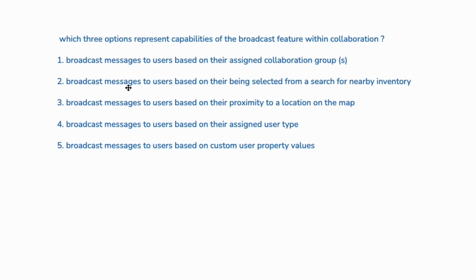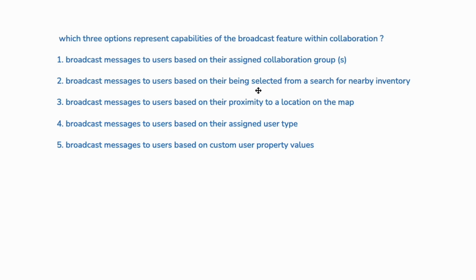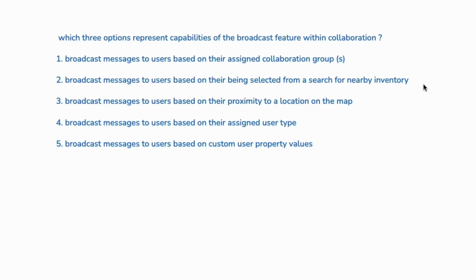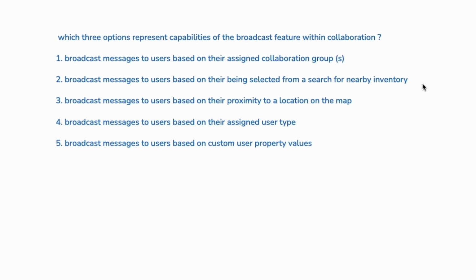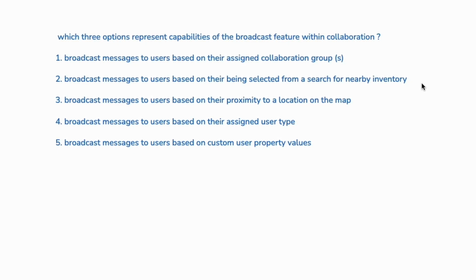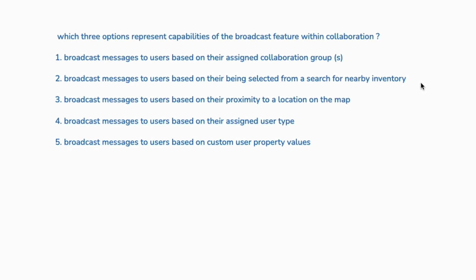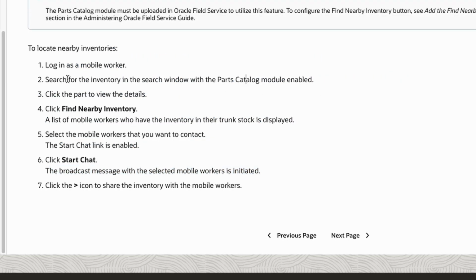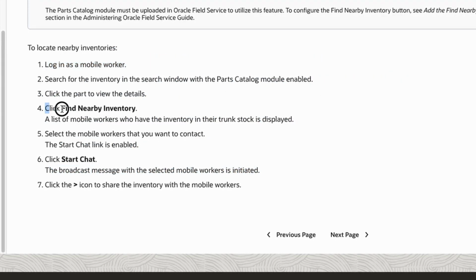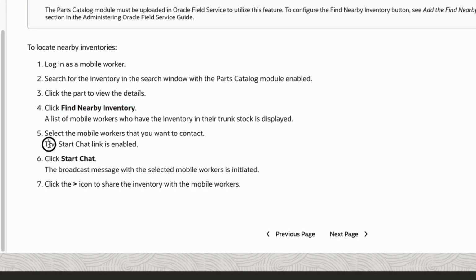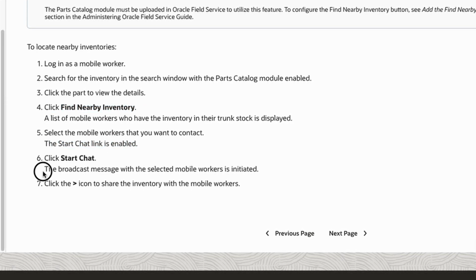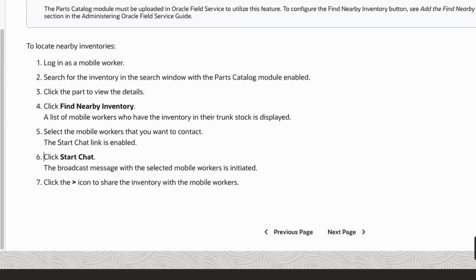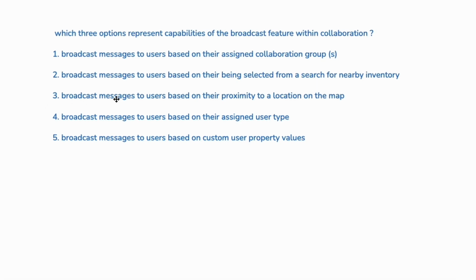Second option, broadcast messages to users based on their being selected from a search for nearby inventory. This is correct. We can search nearby inventory and we can broadcast a message to all the technicians who have that nearby inventory. Let me show you the documentation. Here you can see log on to mobile worker, find nearby inventory, then start chat, and we can broadcast messages to all the workers in one go. So this option is correct.